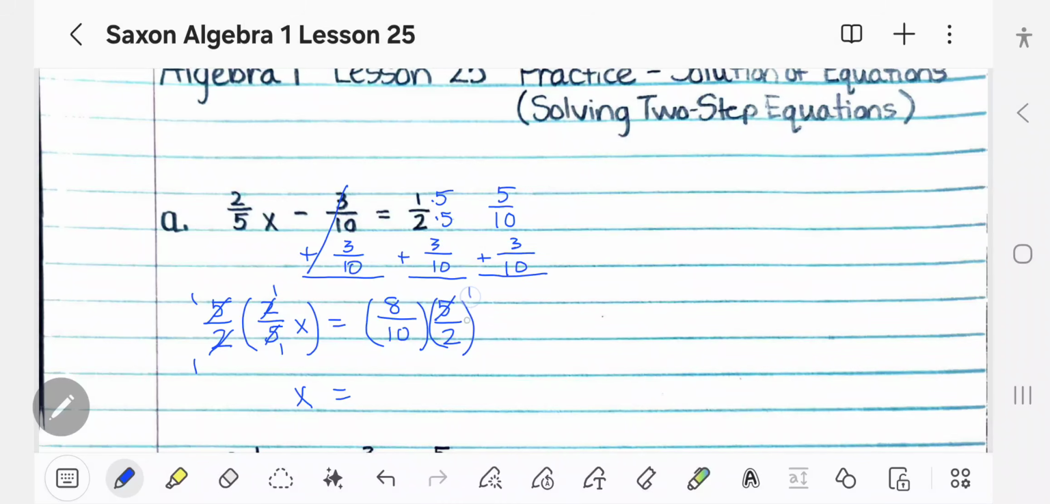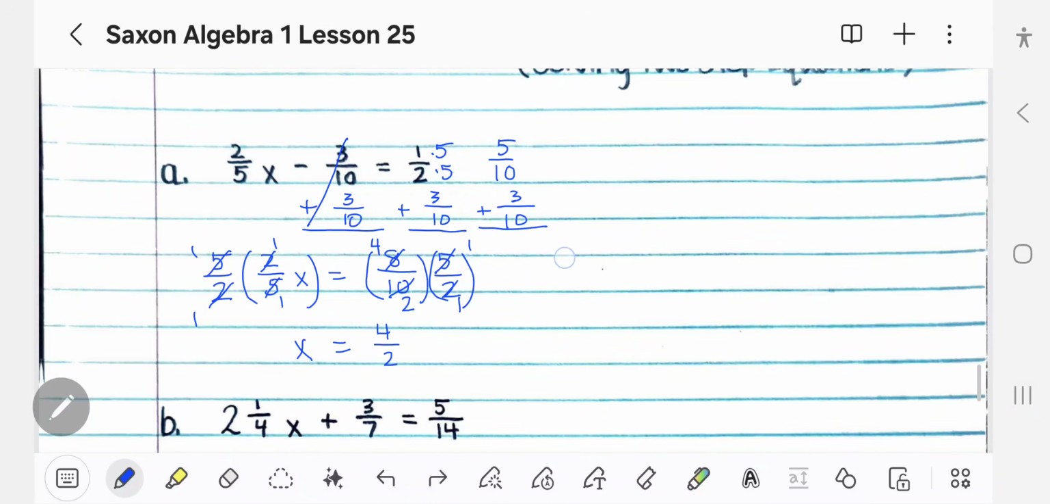How many 5s in here? 1. How many in here? 2. How many 2s in here? 1. How many 2s in here? 4. Right? And then we multiply straight across and we get 4 over 2. But we could have canceled one more time, couldn't we? We could have canceled a 2 here and a 2 out of there, but I didn't notice. But that's okay, I can do it right here.